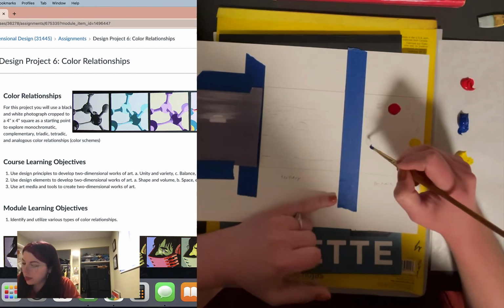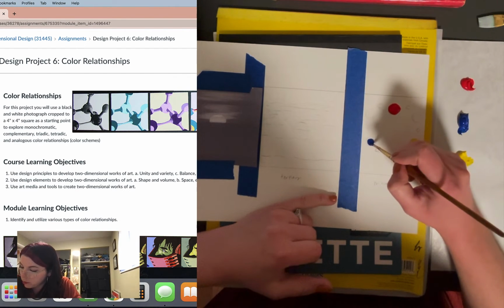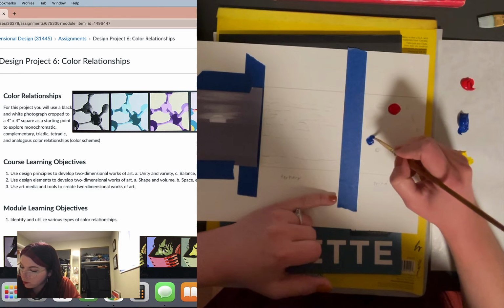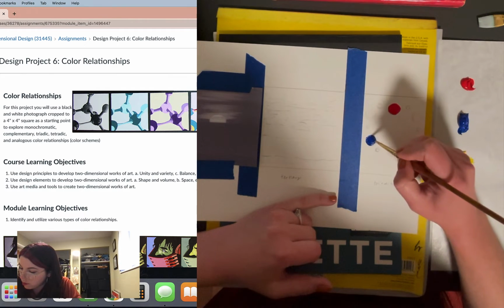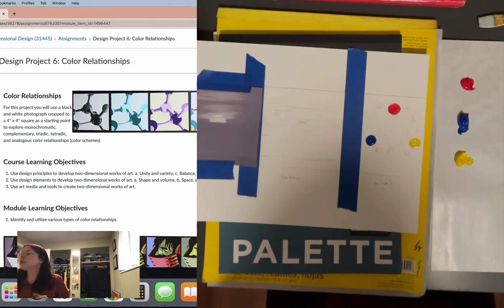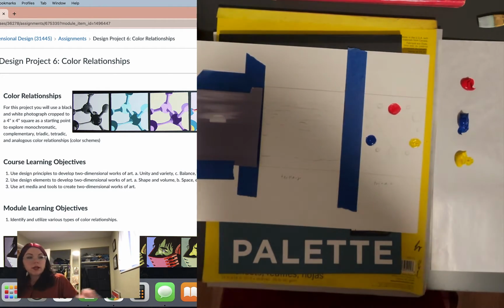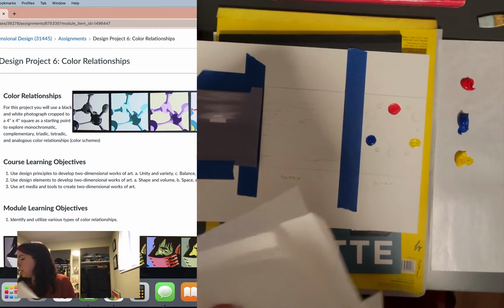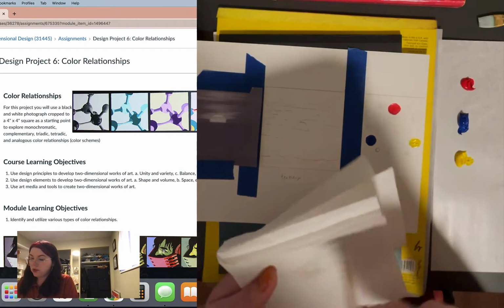Okay, and then we've got our blue. So I'm going to go ahead and put my blue down here. Okay, so we've got those. How are we doing here? Okay, doing good. All right, so I've got my primaries put on the color wheel.